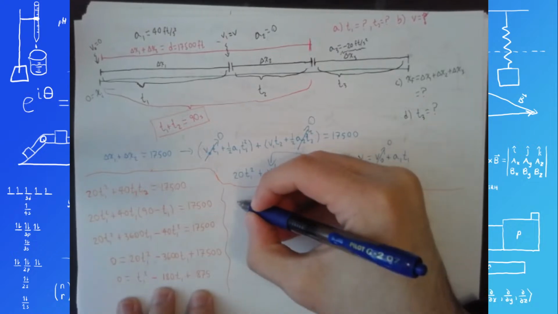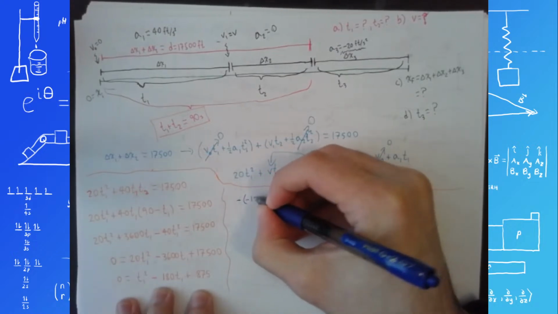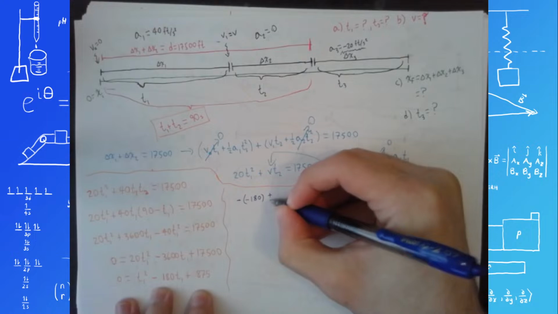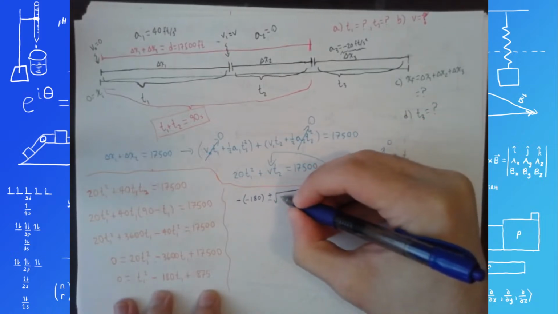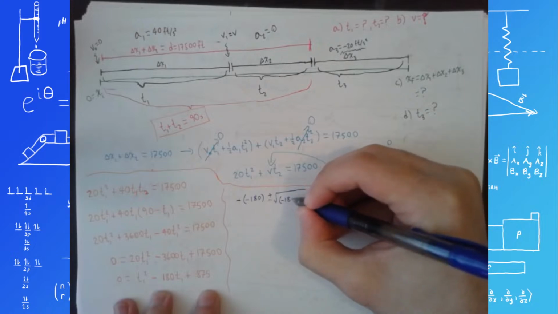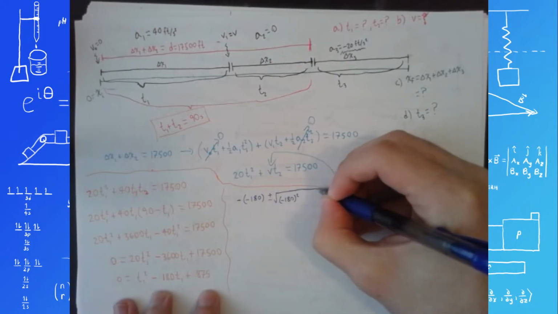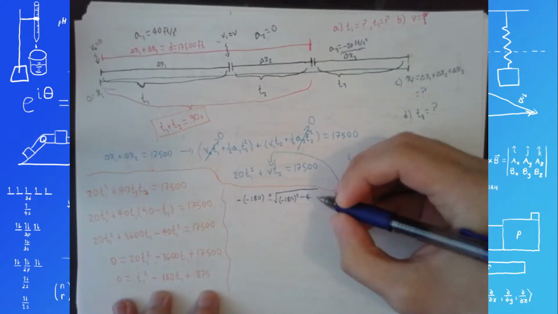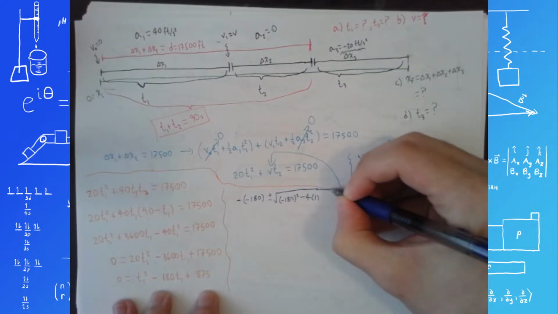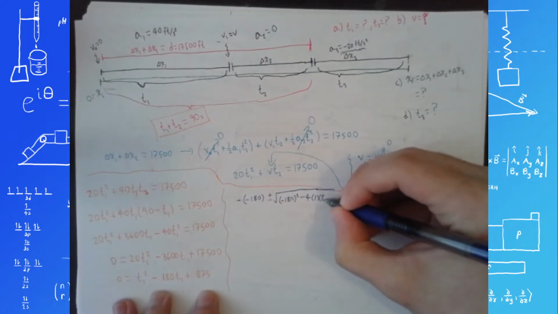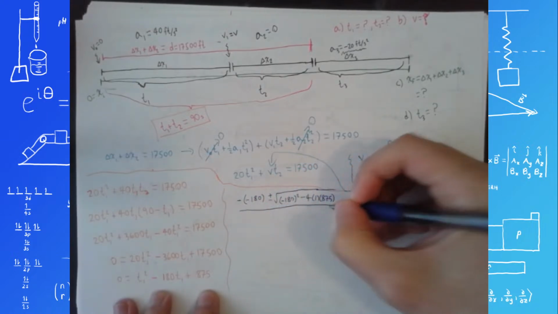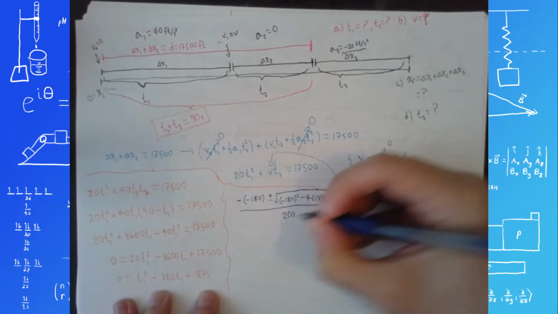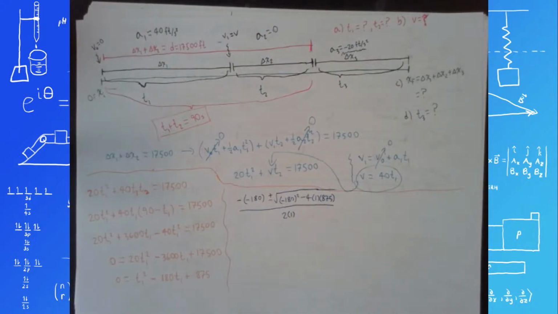So, negative b, that's negative 180, plus or minus the square root of b squared minus 4ac, 4 times 1 times 875, all over 2a, all over 2 times 1. Okay, let's see what we get.